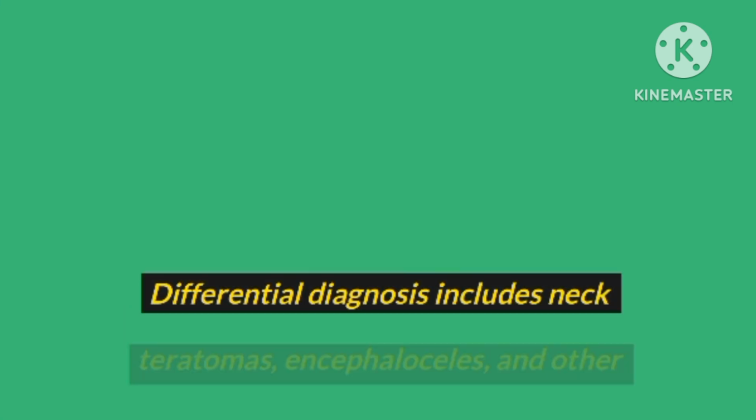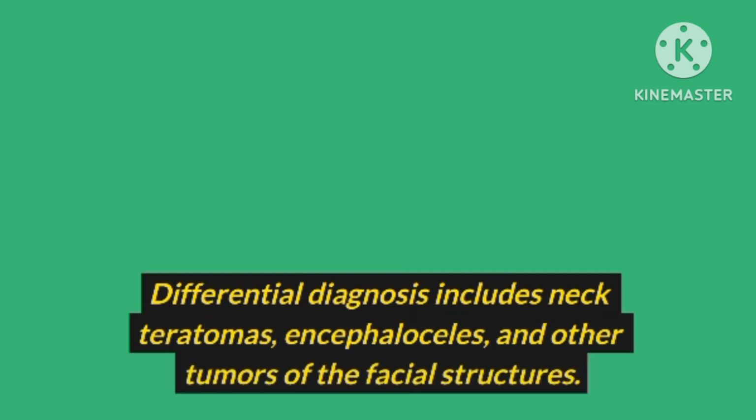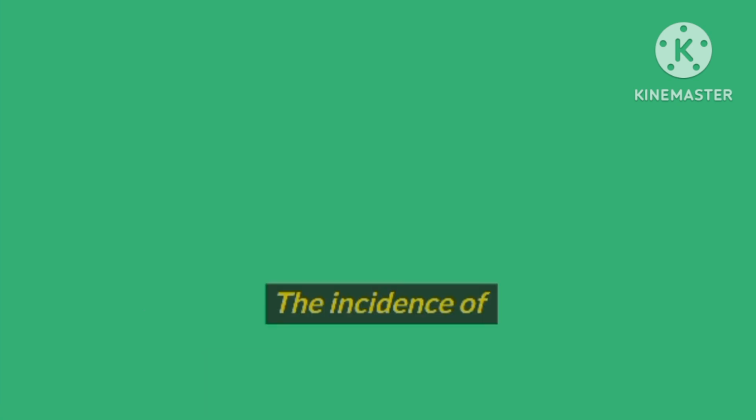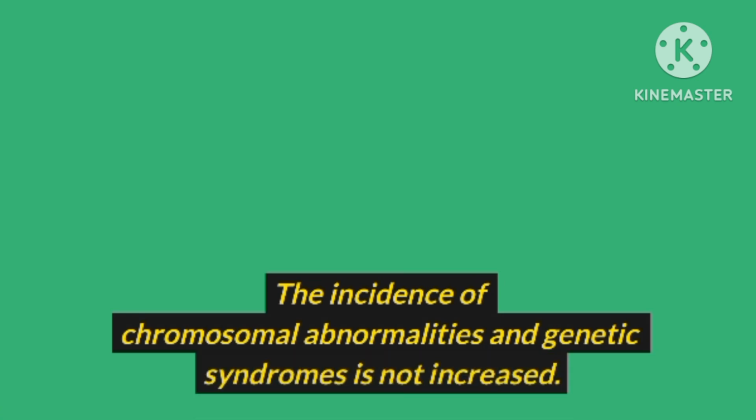Differential diagnosis includes neck teratomas, encephalocele, and other tumors of the facial structures. Polyhydramnios, due to pharyngeal compression, is usually present. Associated abnormalities: the incidence of chromosomal abnormalities and genetic syndromes is not increased.